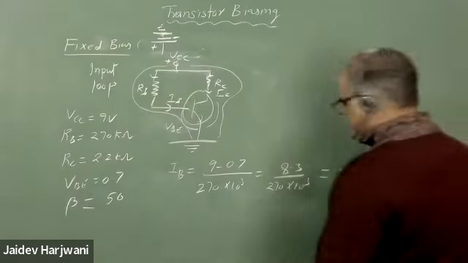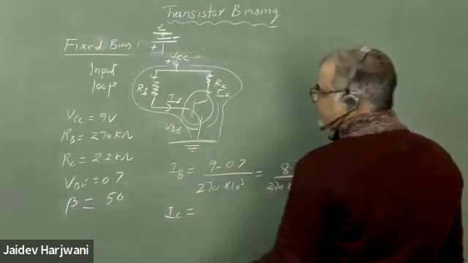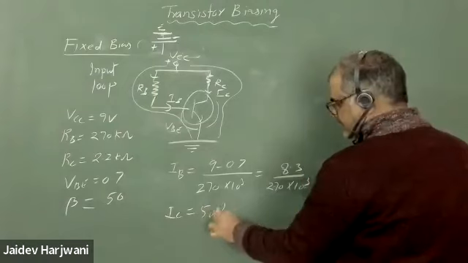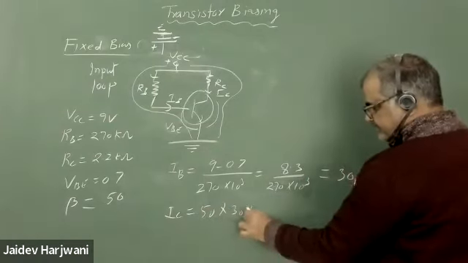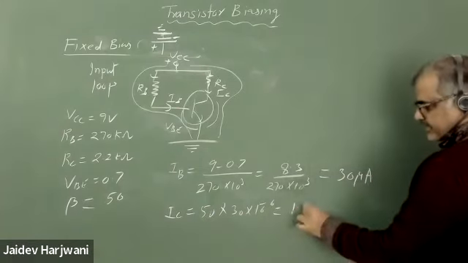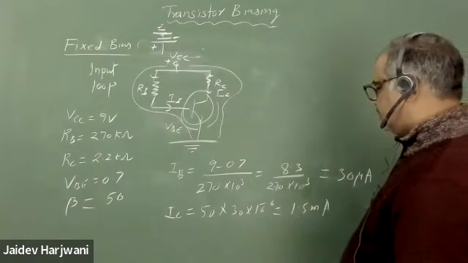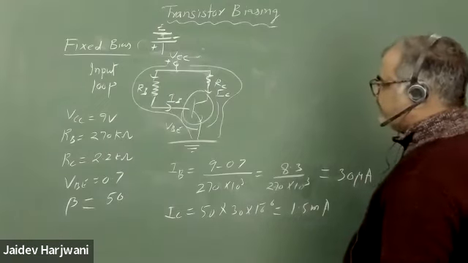Okay. Now once you know the IB approximately, you can calculate the IC. So IC will be simply 50 into IB, 50 into 30 microampere. So this becomes how much? 1.5 milliampere. So you now have the IC value 1.5 milliampere.